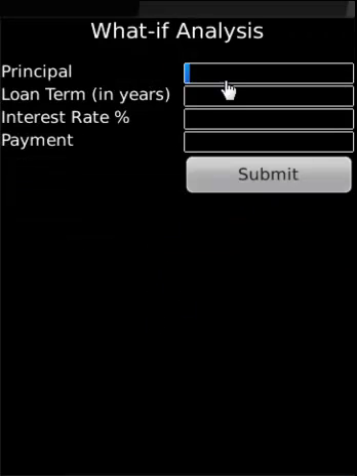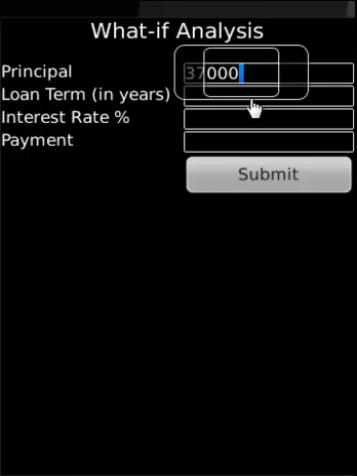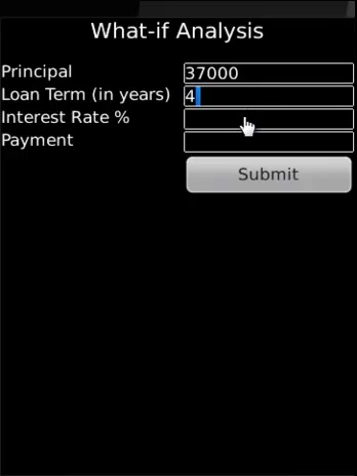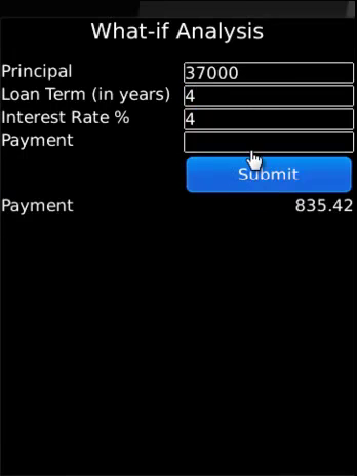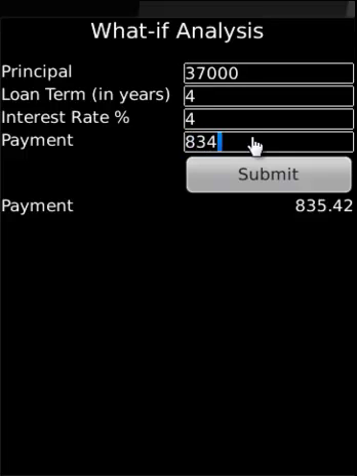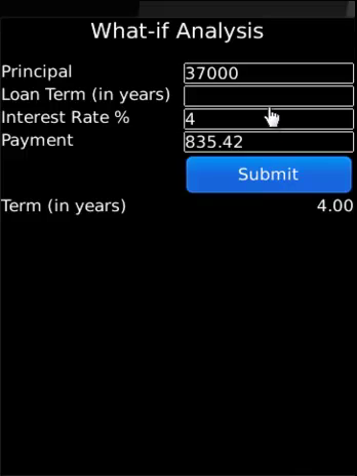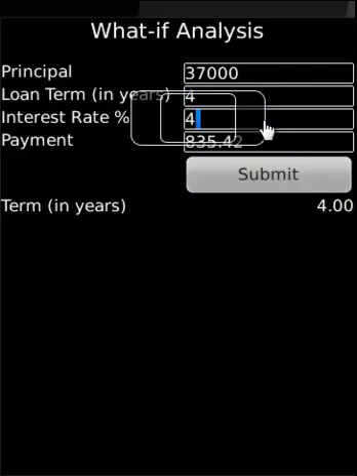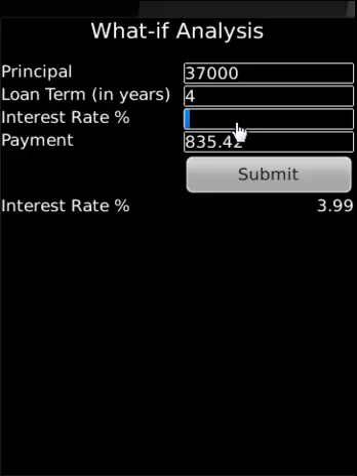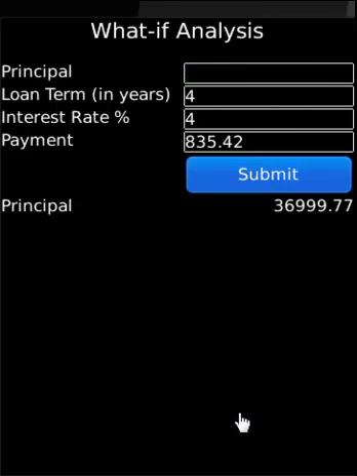So what-if analysis. If 3 of the 4 variables, principal, loan term, interest rate and payment, are supplied, it will calculate the fourth one. 5 year and 4%, so 8,35,42. So you want to calculate loan term, this you want to calculate. So we know the loan term, we want to calculate the interest, this is also calculate. So we know all that, so you want to calculate the principal. This is how we calculate.